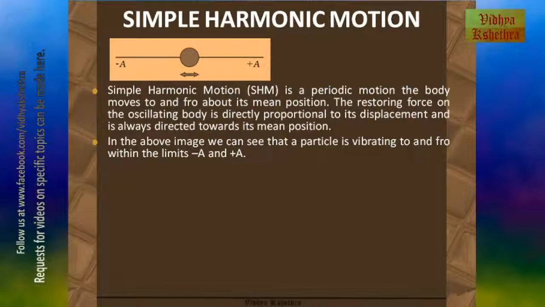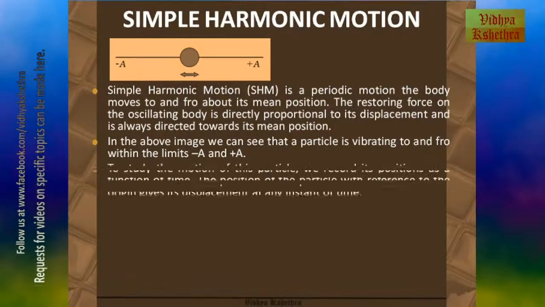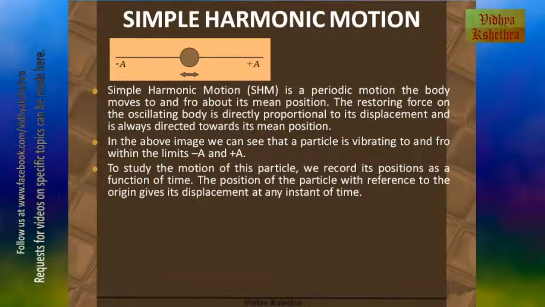And in the above image, we can see that the particle is vibrating to and fro within the limits negative A and positive A. Now, to study the motion of this particle, we have to record its position as a function of time. The position of the particle with reference to the origin gives its displacement at any instant of time.